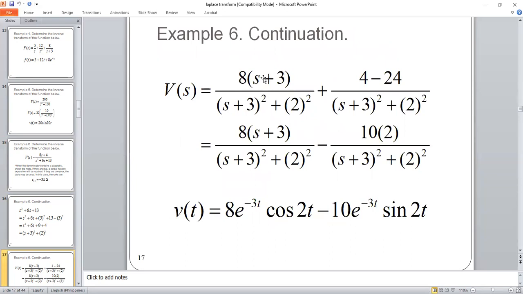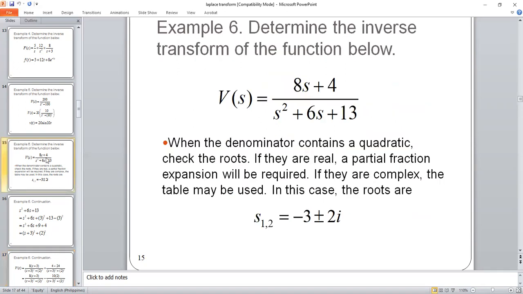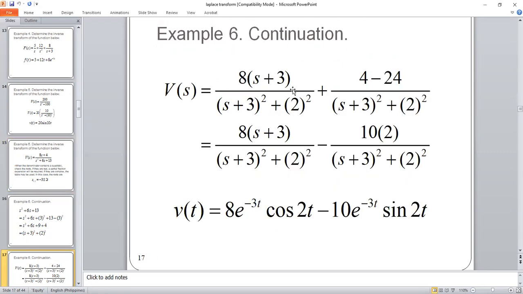However, you could see that this is now 8s plus 24. The original numerator is just 8s plus 4. So what you do, you have this original number, 4, the constant, and you have here 24. So you subtract 24. If you do that, you have here 24 minus 20. That would give you the 4, the original 4, which is to be added to 8s.